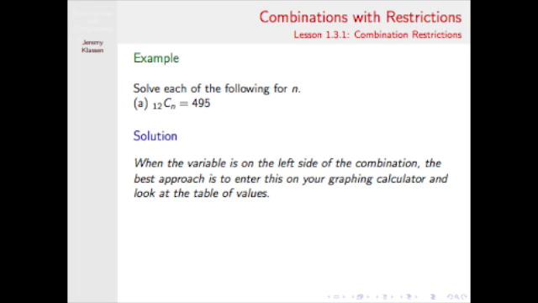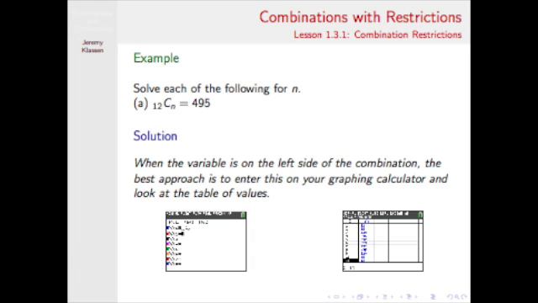When the variable is on the right-hand side of the combination, sorry about that, the best approach is to enter this in your graphing calculator and look at the table of values. So to do this, press y equals on your calculator, and in the y1 section there, just enter 12 choose x. Once you've done that, press second graph to access the table of values, and then all you're doing is looking for the line in which the y1 has the number 495 in it.